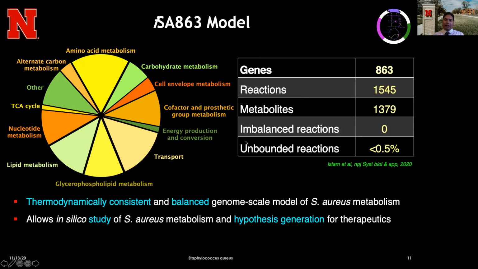One highlight is that we ensured that there are no imbalances and very few thermodynamically infeasible reactions in the model. This is a diagram of the pathway distribution of the reactions in the model, which is typical of any bacterial genome-scale metabolic model. So this new genome-scale metabolic model that is thermodynamically consistent and balanced will allow us to generate new hypotheses about therapeutics targeted against Staphylococcus aureus.